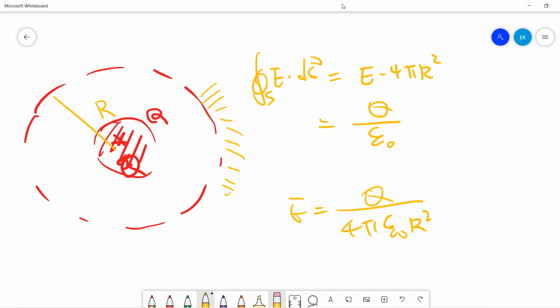So this is the electric field, and if you want to write it in vector form, you just write it as this, with R hat.